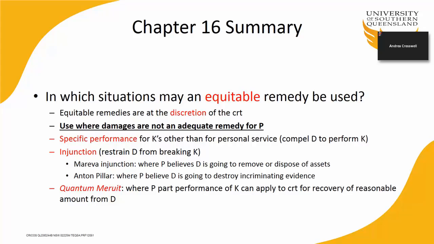More like what? Specific performance. So here the contract, for contracts other than for personal service, you want to compel the defendant to perform the contract. Injunctions, as we said, to restrain the defendant from breaking the contract. Two types, the Mareva and the Anton Piller. And then you have quantum meruit, where there was part performance by the plaintiff, so the builder, for example, can apply to court for recovery of a reasonable amount from the defendant.